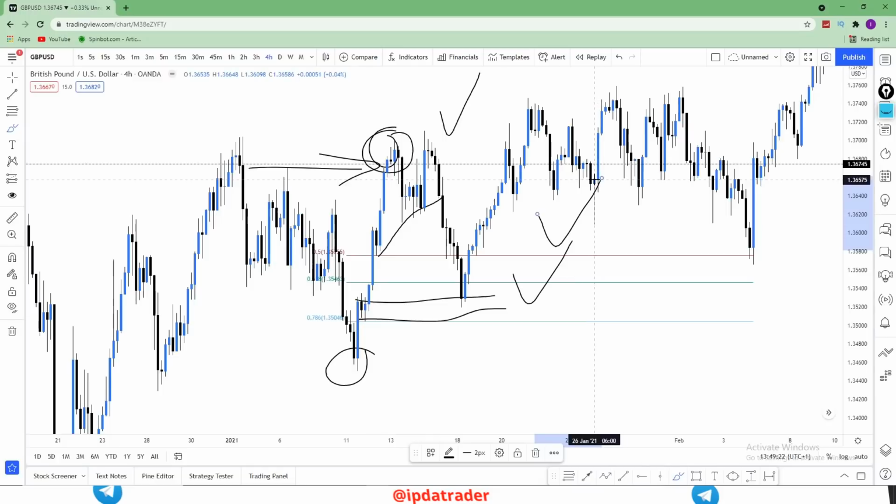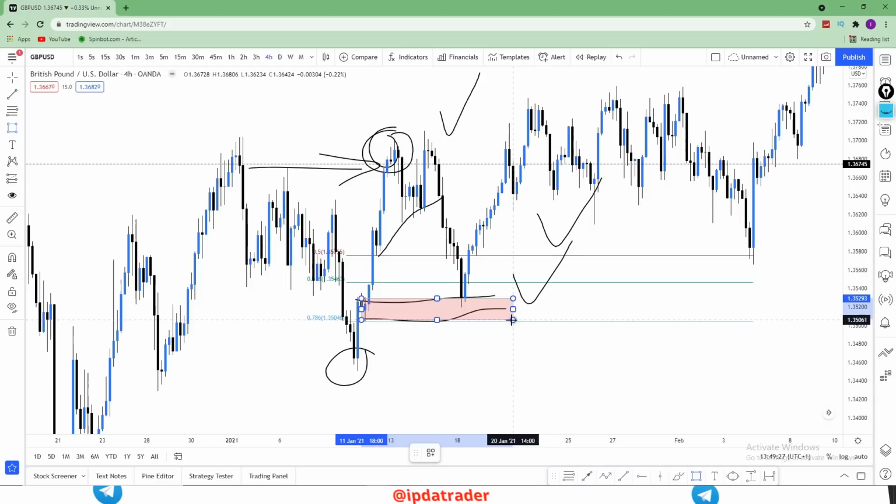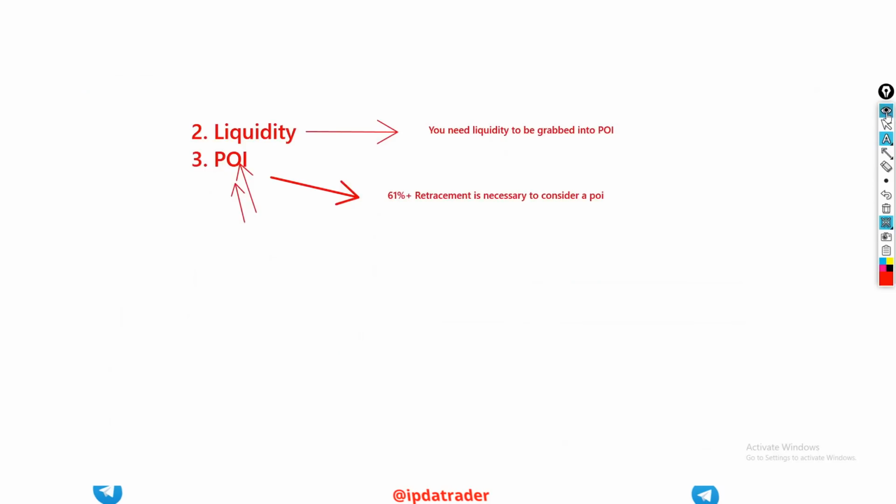So in this case, all three rules would be fulfilled for you to actually look for entries within this region. Now, the only thing that would be missing is your confirmation trigger, and we're going to get into that right now. For your confirmation or trigger, there are multiple ways of doing that, and I'm just going to give you a method that works very well. It's not my only entry criteria, but it's one that I've been using for a very long time. For that, let's go back to the drawing board.